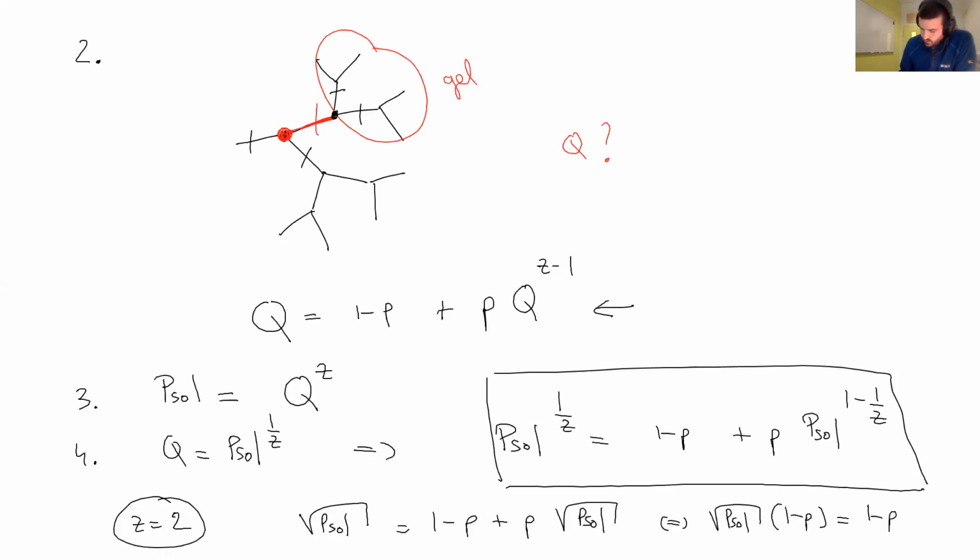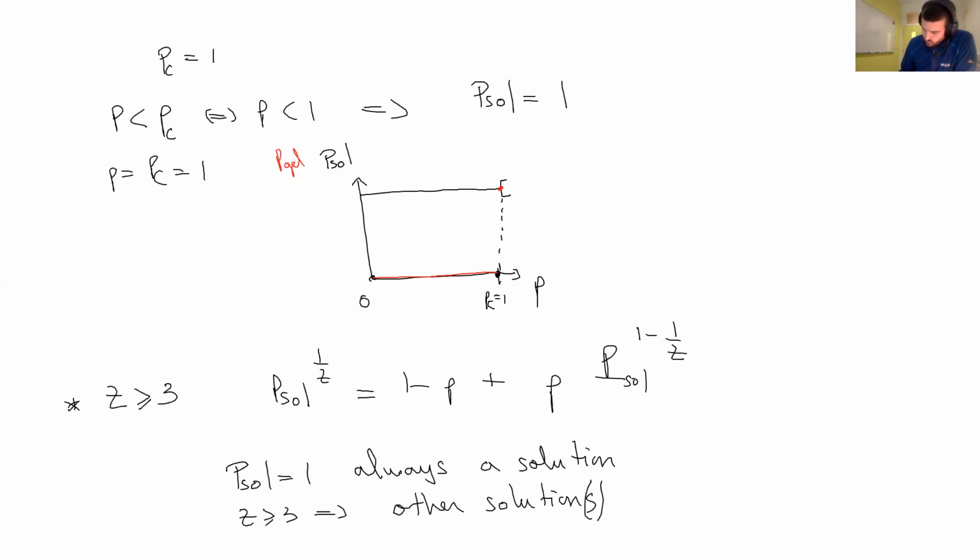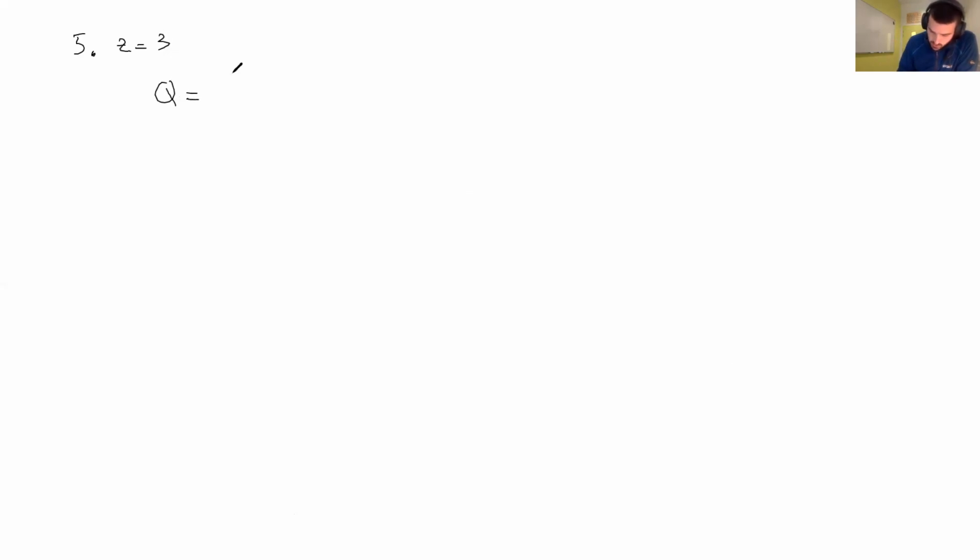Yes. So question number 5. So we will take the particular example where z equals 3. So in that case, this equation becomes pretty simple. It's q equals 1 minus p plus p times q to the power 2, which can be rewritten this way. Okay, and so we know that there are 2 solutions.